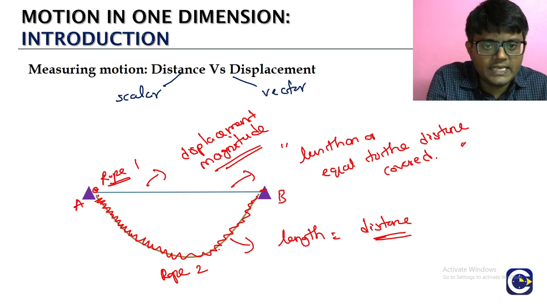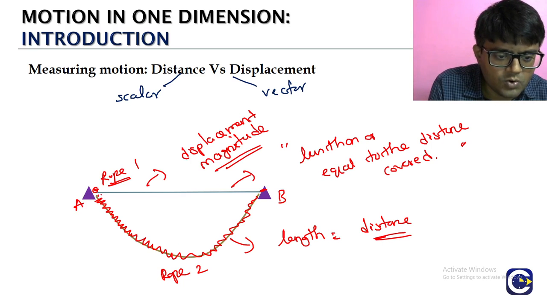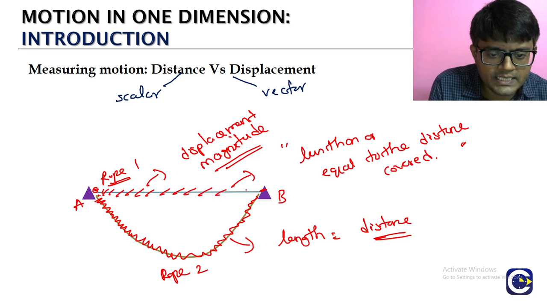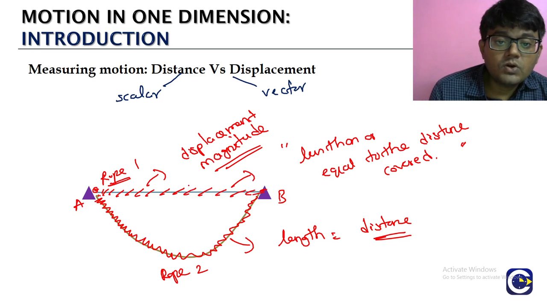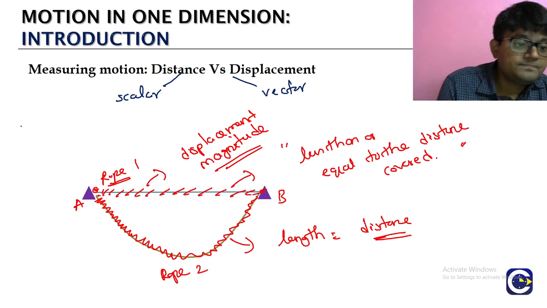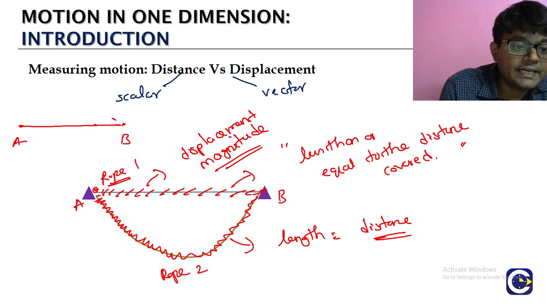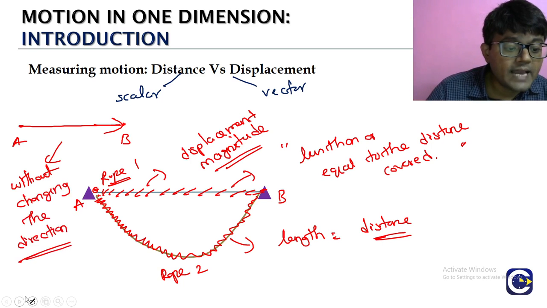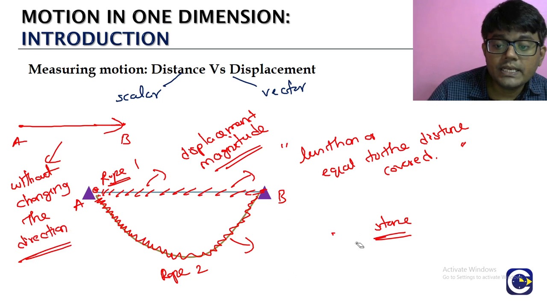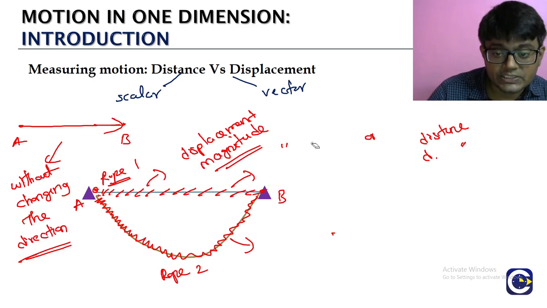When rope 1 and rope 2 will exactly match, when rope 2 is also simply aligning in the same direction, which means the distance value will be equal to the magnitude of the displacement when the object is moving from one point to another point in a straight line without changing direction. So this is important. The distance and displacement magnitude will be equal when the object is going in a straight line without changing direction. So why are we saying like that?